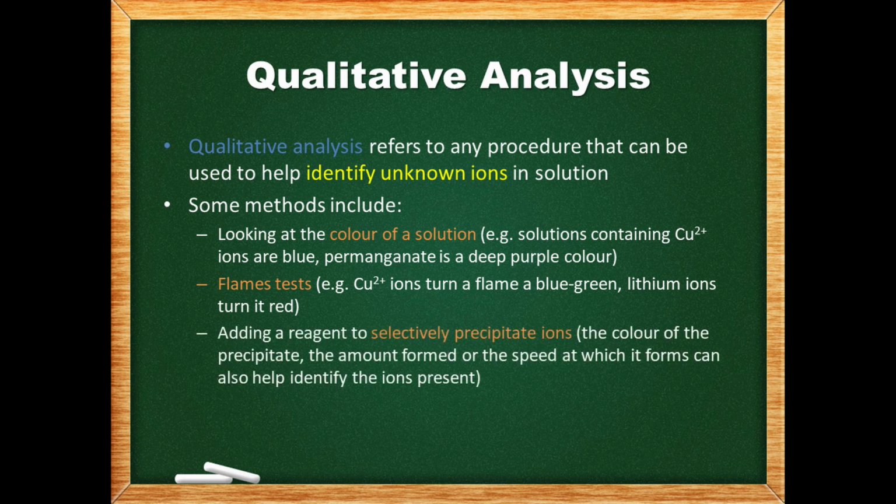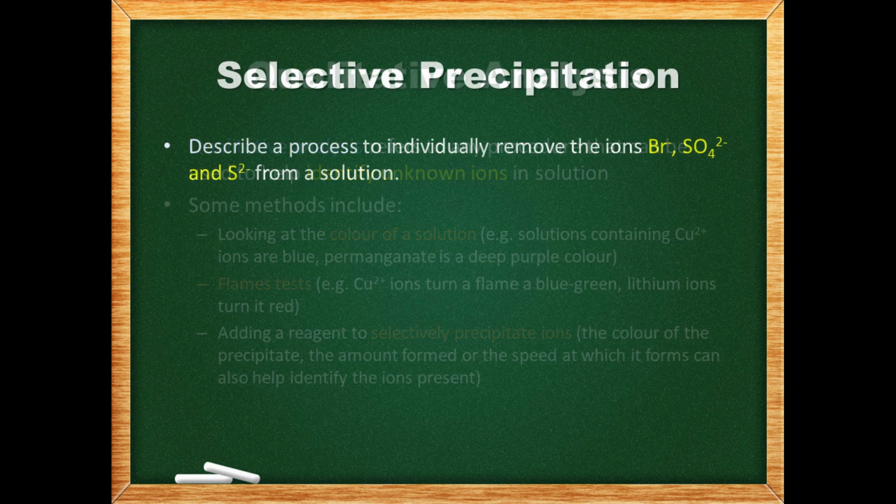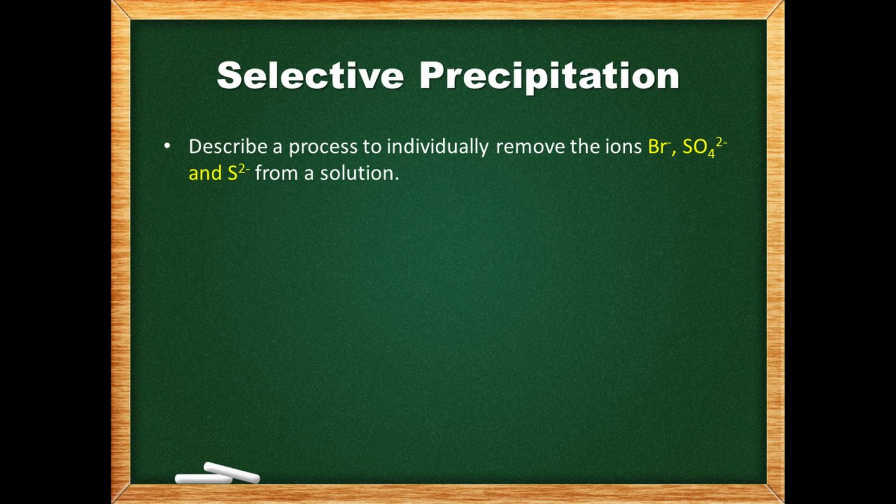Selective precipitation is an important method for indicating the presence of unknown ions. The color of the precipitate, the amount formed, or the speed at which it forms can also help identify the ions present. The solubility rules can be used to design a qualitative analysis scheme to determine the identity of ions in a solution. There are different ways to go about showing this, but the scheme should list steps, including the compounds that you are adding to precipitate one ion at a time, and how you will remove the precipitate from the solution. In this example, we need to design a process to individually remove bromide, sulfate, and sulfide ions from a solution.